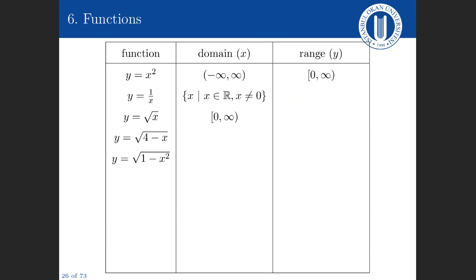Another example. y is equal to 1 divided by x, where our domain is all of the real numbers except 0. What sort of numbers can we make? What possible values of y are there? Is it possible, for example, to make 7? Is it possible to have 7 equal to 1 over x? And the answer is yes. We could have x is 1 divided by 7. So 7 is okay.